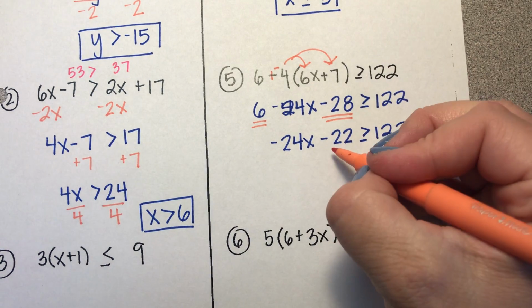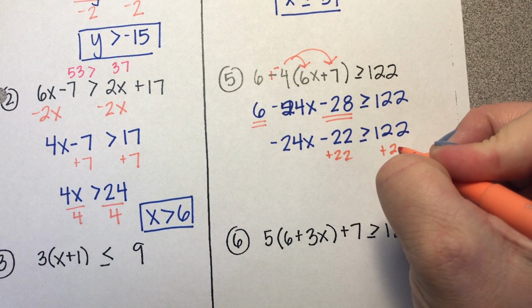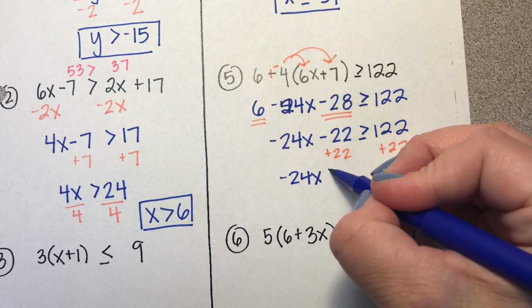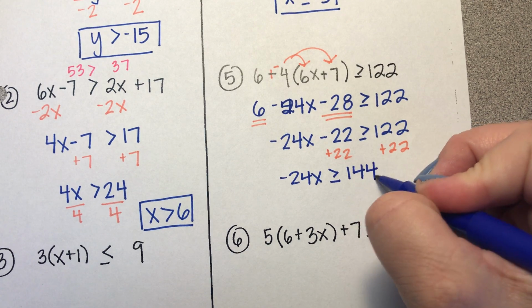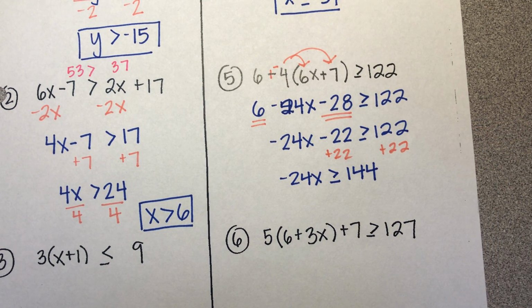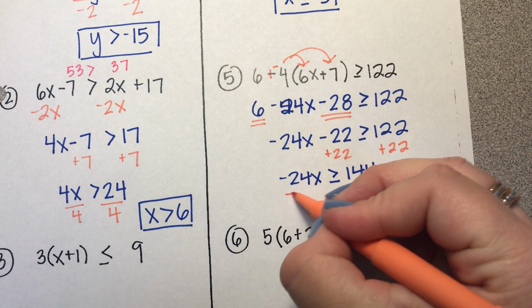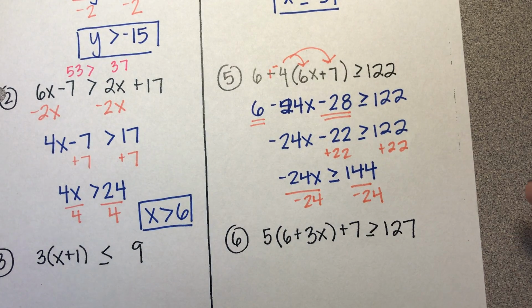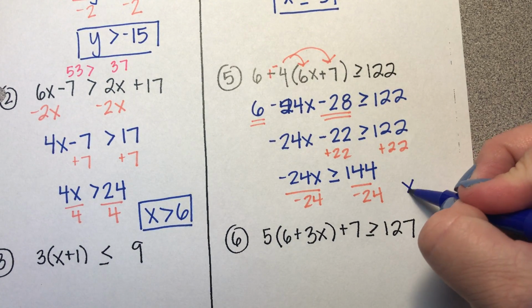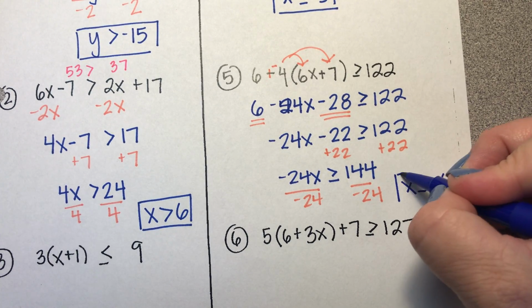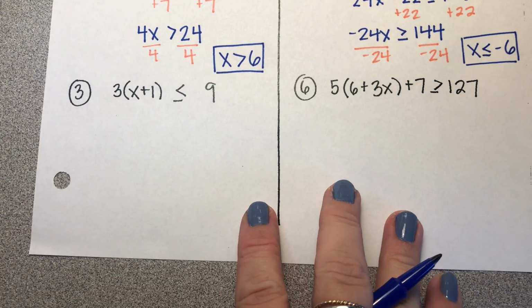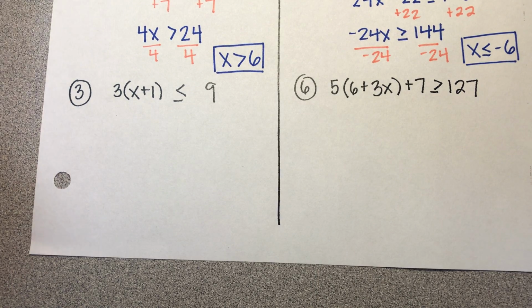And so I'm going to go ahead and add 22 to both sides. So negative 24x is greater than or equal to 144. And then I'm going to divide both sides by negative 24. I'm going to flip my inequality because I'm dividing by a negative. And I get x is less than or equal to negative 6. So why don't you guys pause it, do number 3 and number 6, and then we'll come back and check it.